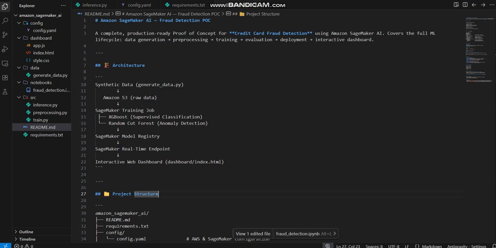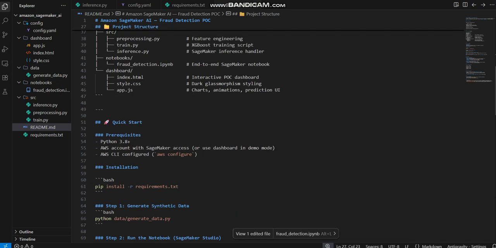XGBoost requires labeled data, whereas Random Cut Forest is an unsupervised anomaly detection algorithm, which looks at what normal transaction behavior looks like and identifies unusual transactions without requiring labels. For deployment, once the training completes, deployment requires only one command, which is estimator.deploy. So for the real-time prediction, basically consider the following transactions.